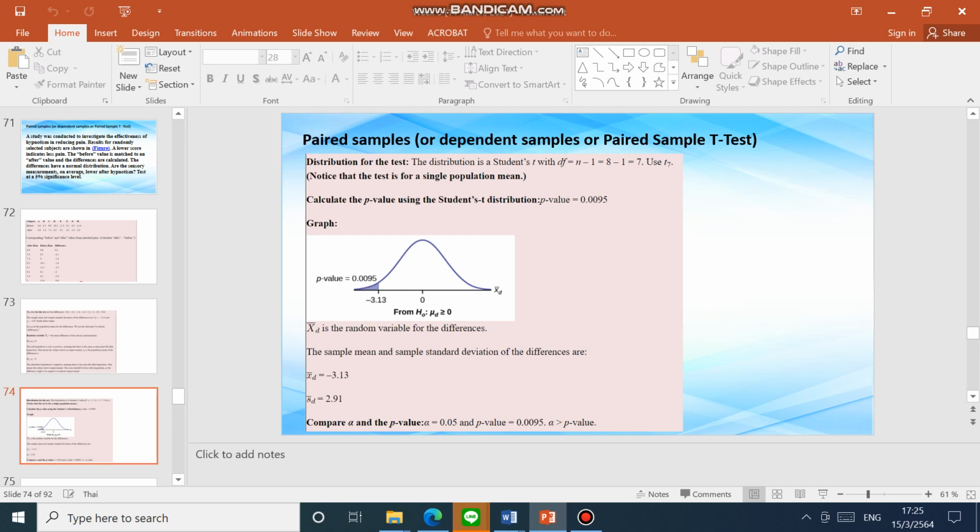The x bar d is the random variable for the differences. The sample mean and sample standard deviation of the differences are x bar d equal to minus 3.13 and standard deviation equal to 2.91. You compare alpha and the p-value. Alpha is 0.05, the error rate at 5%, and the p-value is equal to 0.0095. Alpha is greater than the p-value.